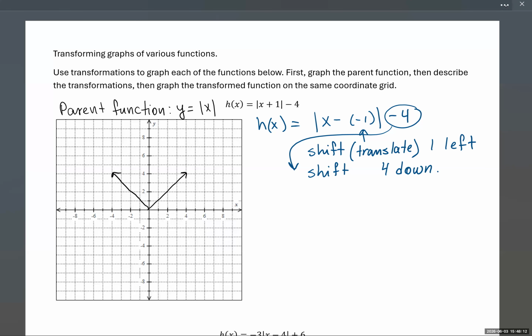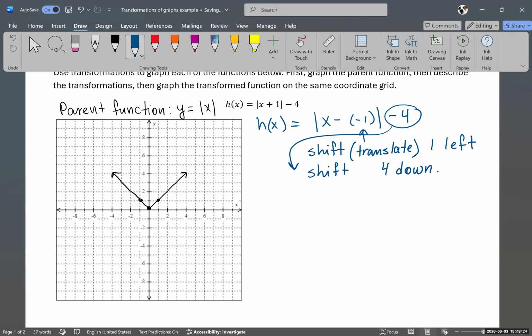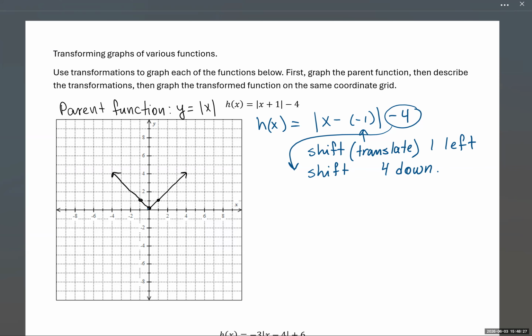In order to do this successfully, we have to have a couple of points that we are focused on. So I'm going to just grab the 3 points on the original parent function, and we're going to translate those 3 points. So this point, it's called the vertex, we'll go ahead and move it 1 to the left and 4 down. 1 to the left and 1, 2, 3, 4 down. So that is our new vertex. Then this point is going to be moved 1 to the left and 4 down. 1, 1, 2, 3, 4. That's the other point. And then this one, the same thing. 1 to the left, 1, 2, 3, 4 down.